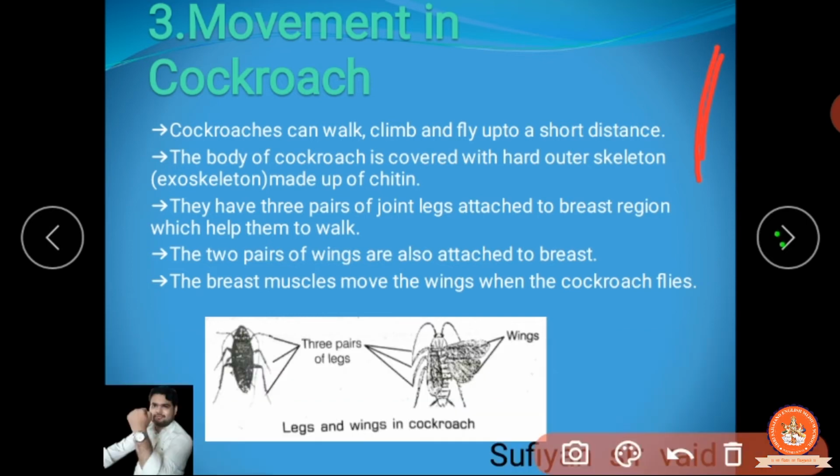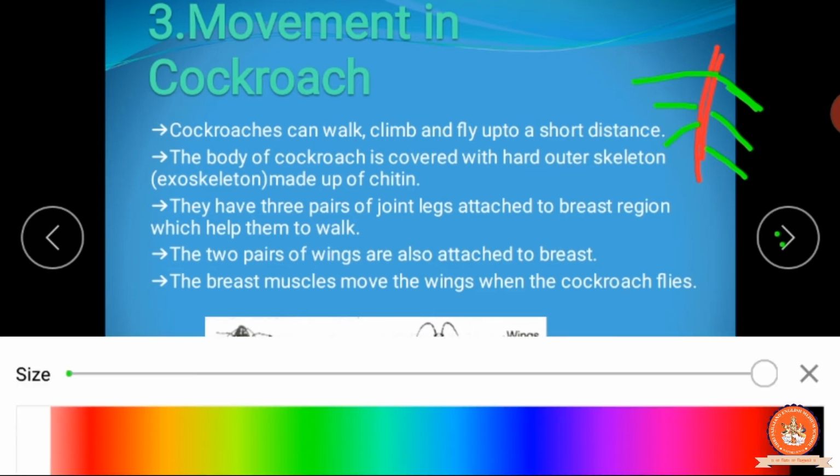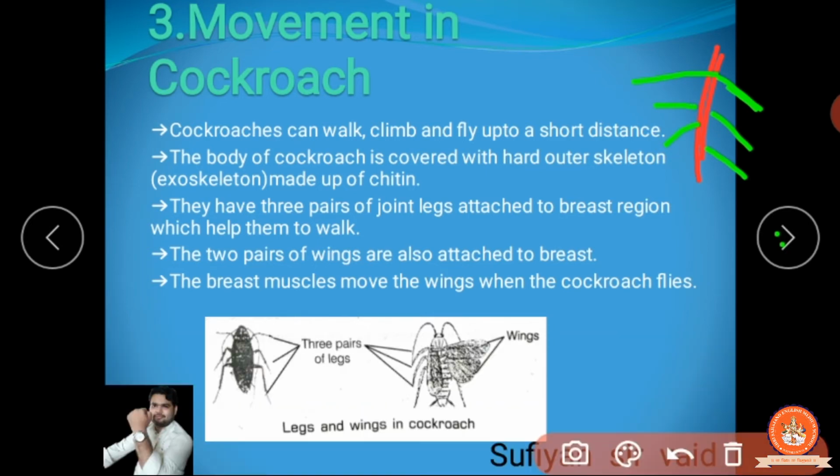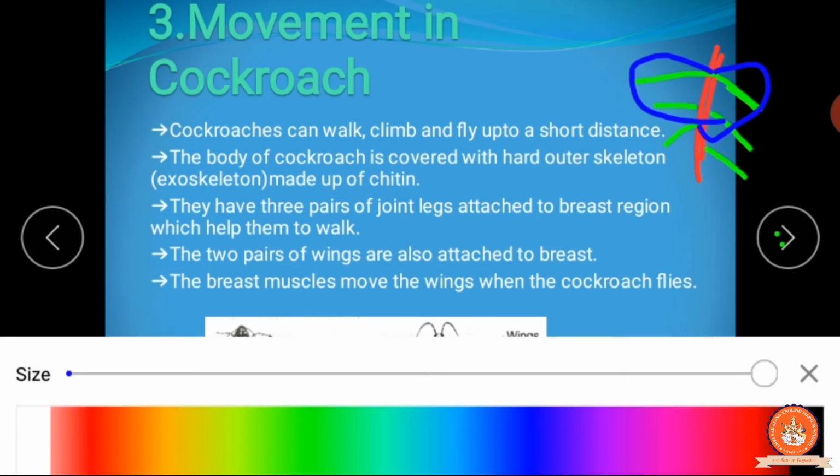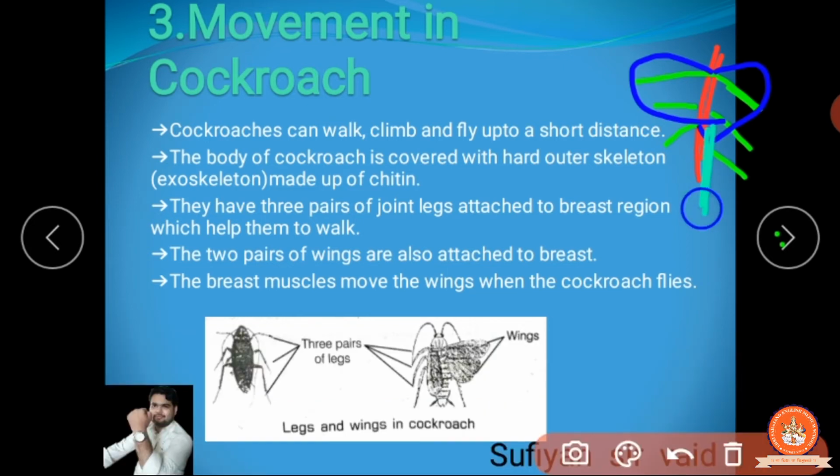This is 1, 2, 3, 1, 2, 3. And we also have the wings. So this type of thing means that the breast region is connected with the wings. It is connected to the breast region. Clear?